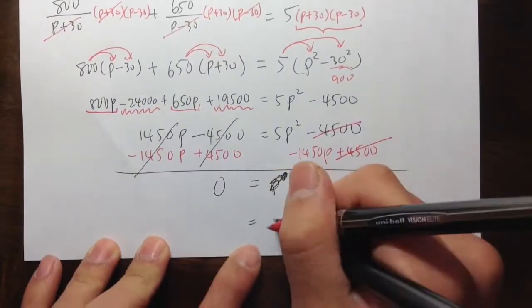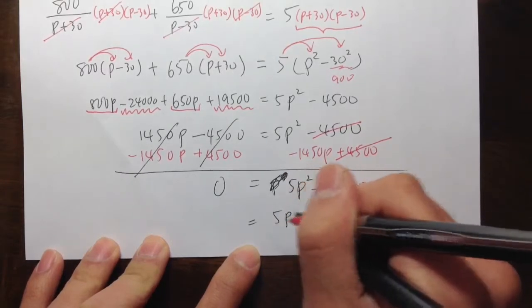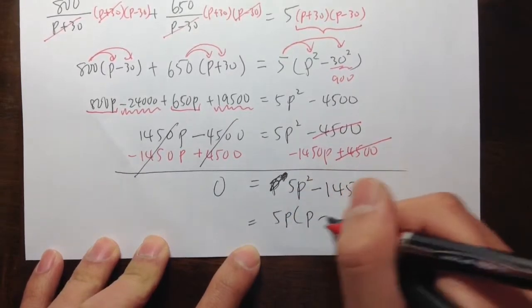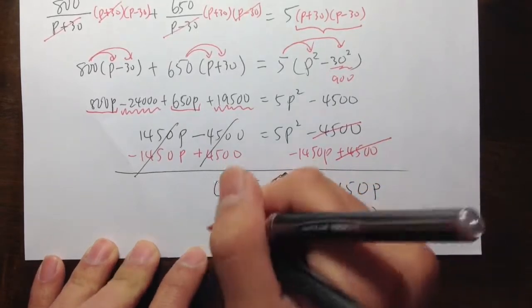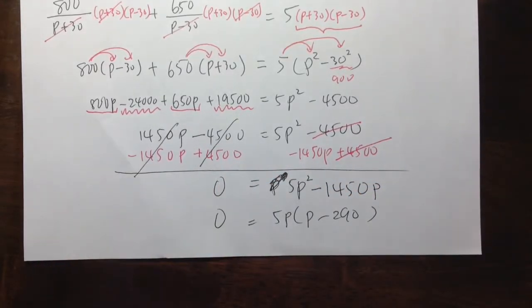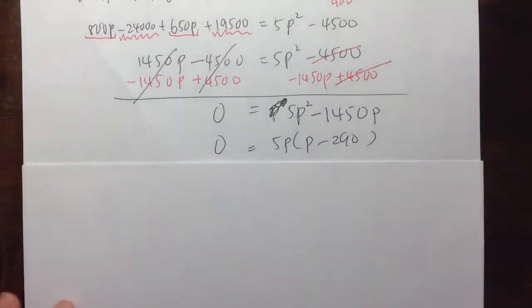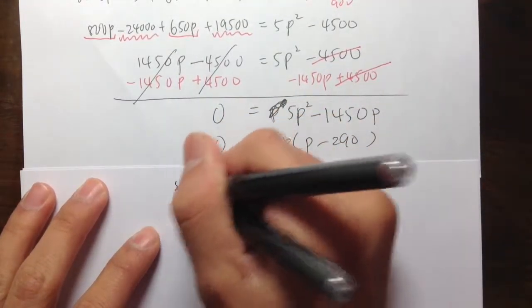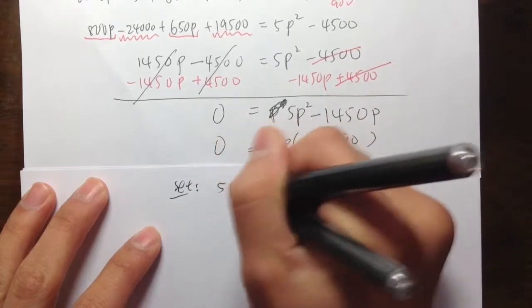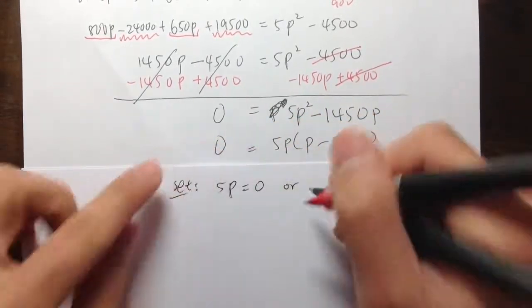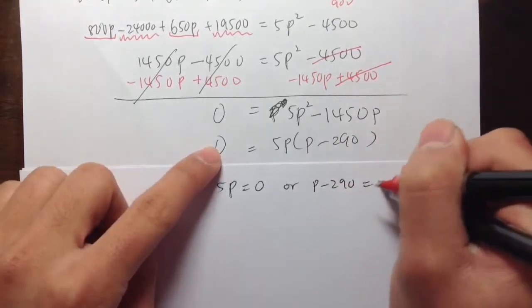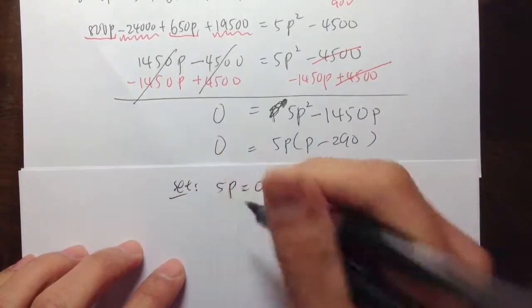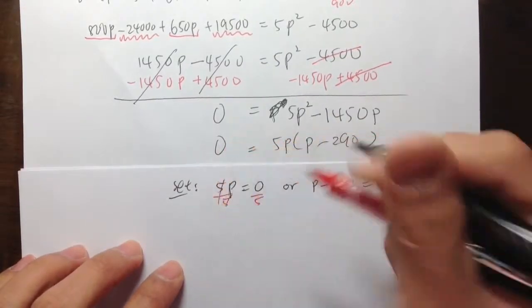To solve this, I can factor out 5p first. So I get 5p times p minus 290, equal to 0. Let me get a piece of paper. So to continue, I just need to set each factor to 0. So 5p equals 0, or the second factor, p minus 290 equals 0. For the first one, after you divide both sides by 5, you get p is equal to 0.